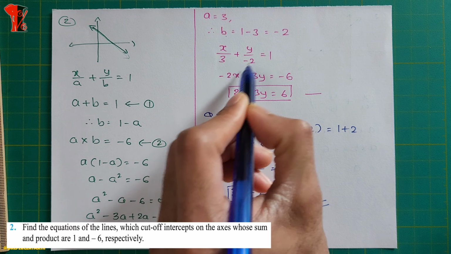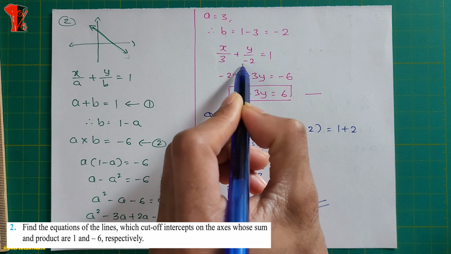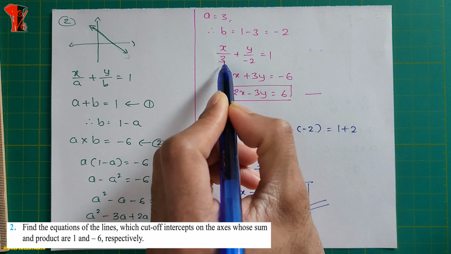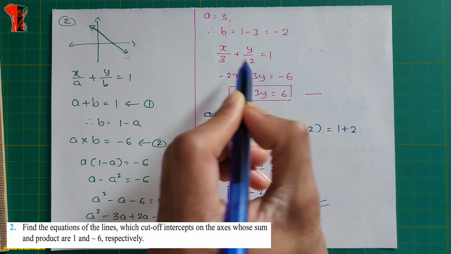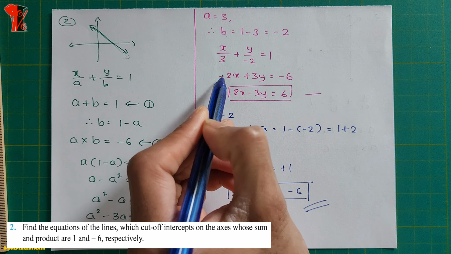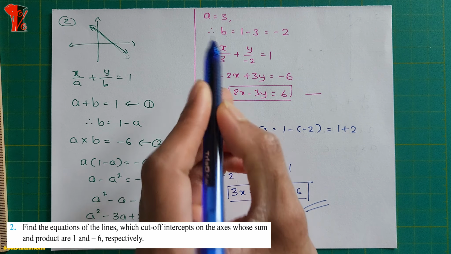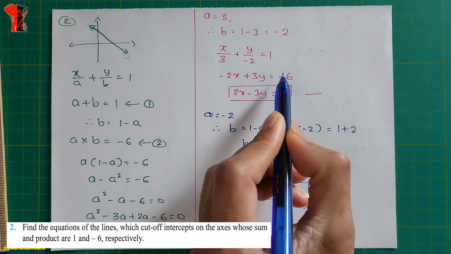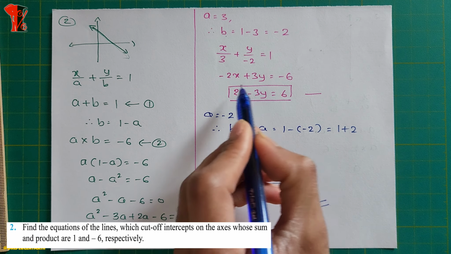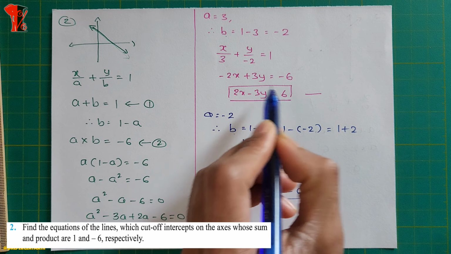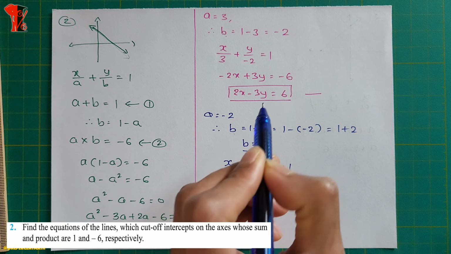So take an LCM here, so 3 into 2 is 6. I'll take 6 to the other side, it becomes minus 6, because 3 into minus 2 is minus 6, correct? And then minus 2 into x is minus 2x, 3 into y is 3y. So minus 2x plus 3y is equal to minus 6. Now let us remove this negative sign from here. So we get 2x minus 3y is equal to 6.